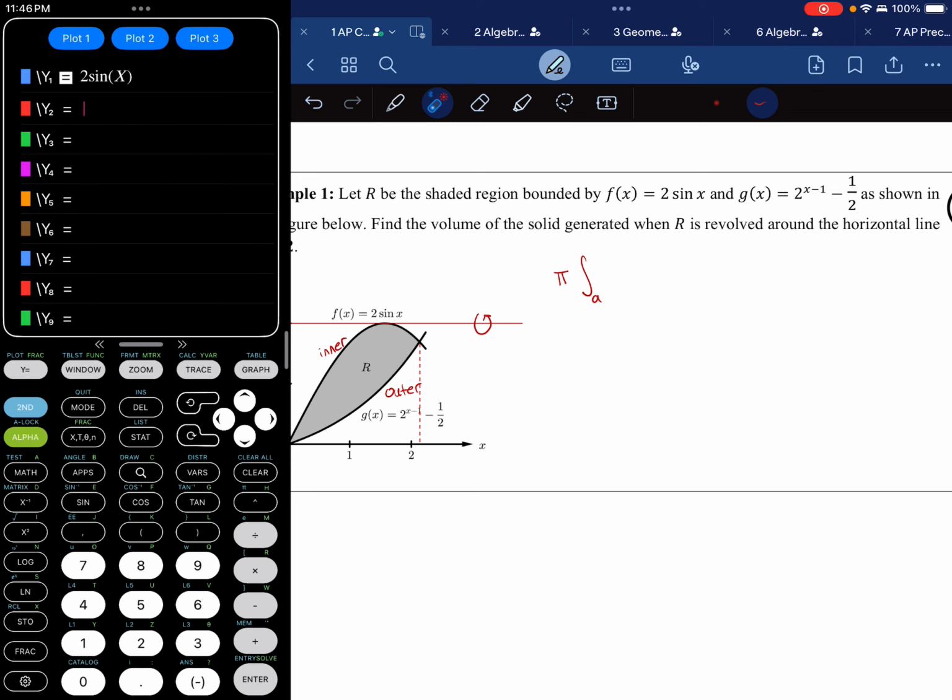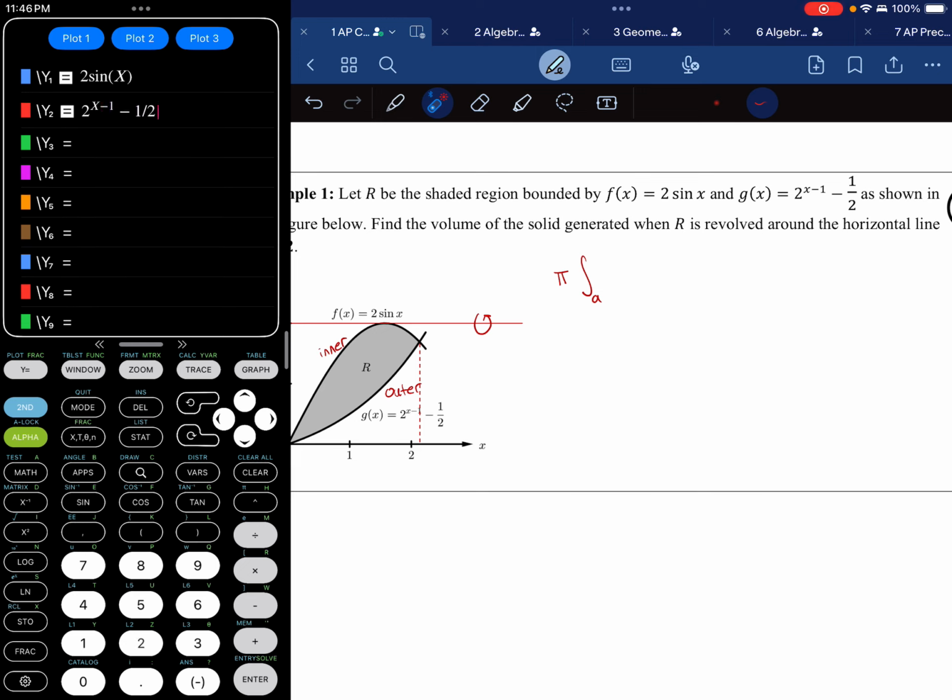And then our next function is 2 to the power of x minus 1. Make sure all of x minus 1 is in that power, which it is for me, minus a half, or you can say minus 0.5, that's fine too. And then I'm going to change my window to be the same window as my graph here, which is from 0 to about 2.5. I'm going to be lazy and do a zoom 0, and it should automatically fit this thing.